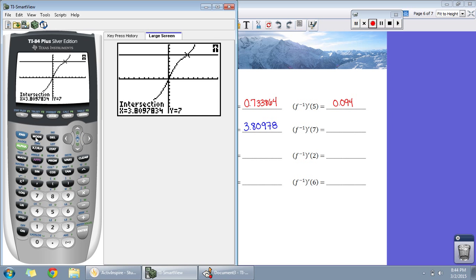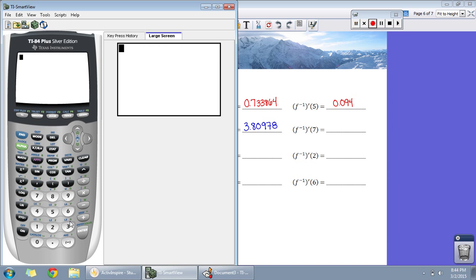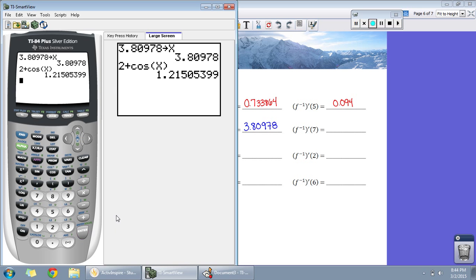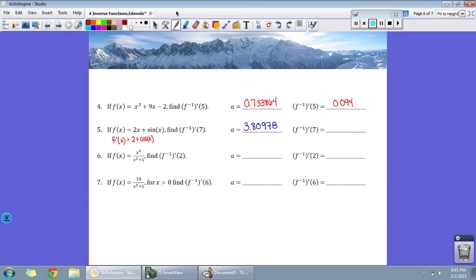To figure out the derivative, I'm going to do 3.80978, store as x, and then I'm going to take the derivative 2 plus cosine x, and then do 1 divided by my answer. And over here, we should get the 0.823.